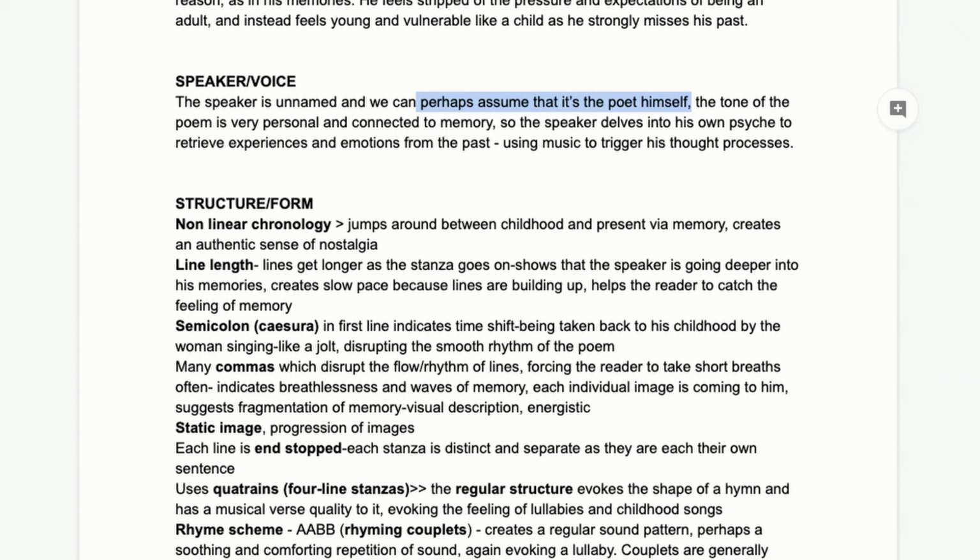The tone is very personal and connected to memory. So we assume that the memory is D.H. Lawrence's own. The speaker delves into his own psyche, that means his own mind and his psychology, to retrieve experiences and emotions from the past. So he's digging up these past feelings that he maybe forgot or didn't think about for a long time. And music is a trigger. So music triggers this process of bringing up this memory.